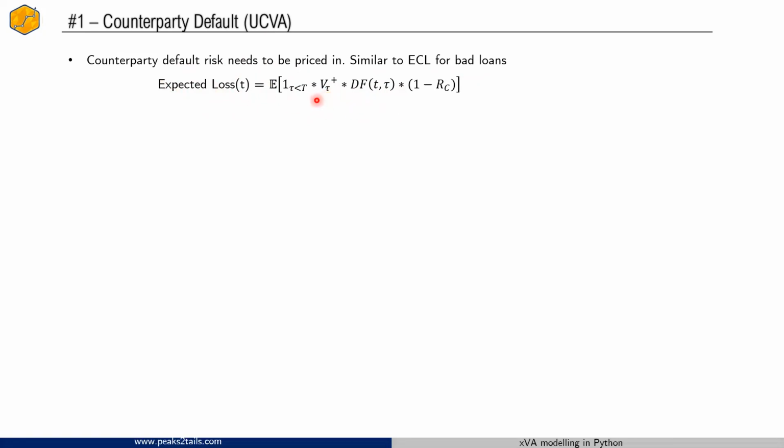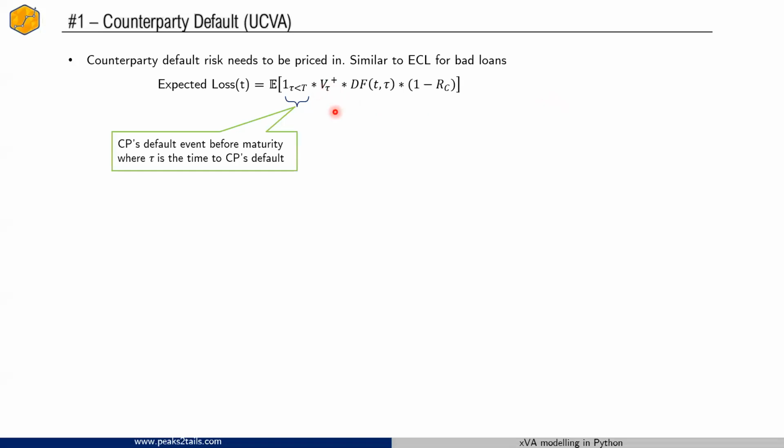First component is, first of all, is the counterparty defaulting over the life of the instrument or not? So this indicator function, 1 tau less than T, basically denotes whether or not the counterparty defaults. Tau is the default time of the counterparty. If this is less than T, that means the counterparty is defaulting on or before the maturity. And if this happens, only then I will have loss. If the counterparty defaults after capital T, then there is no loss. Final settlement is done.